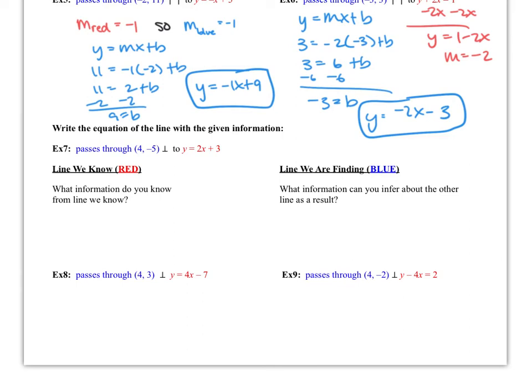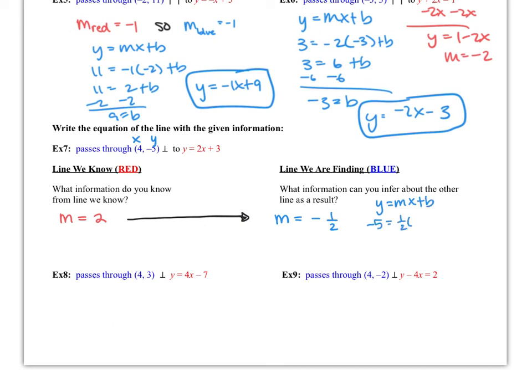So for the red line, the key piece of information that I'm going to take out is that it has a slope of 2. Because it's perpendicular, when I bring it over to use it for my blue line, it has to be the opposite, meaning if it's positive, it has to be negative, and it also has to be the reciprocal. So the red slope is 2, my blue slope is going to be -1/2. Then for blue, I also know that it has an x value of 4 and a y value of -5.